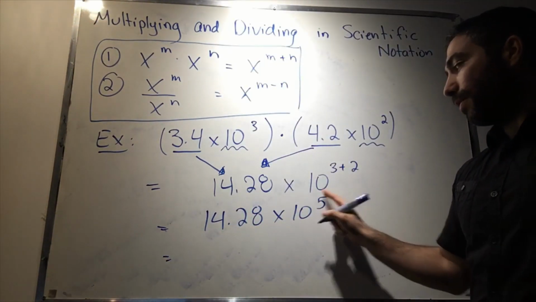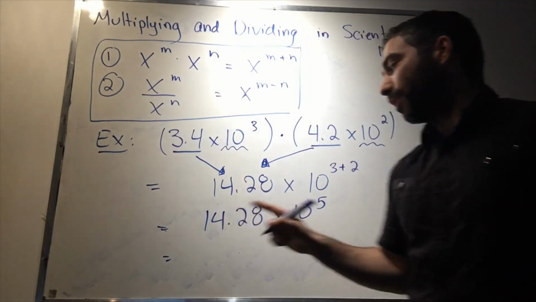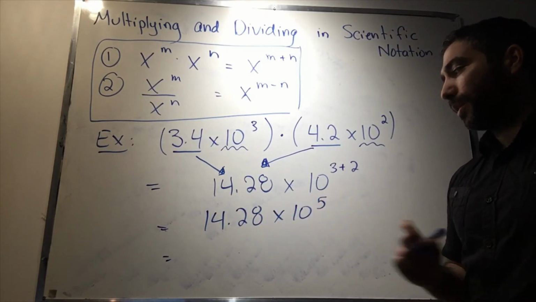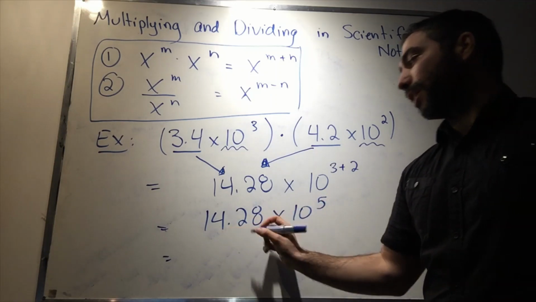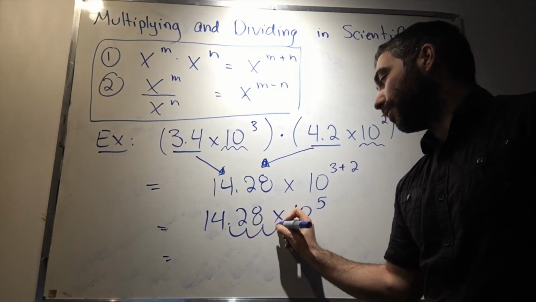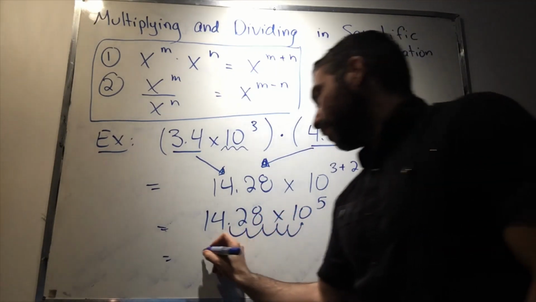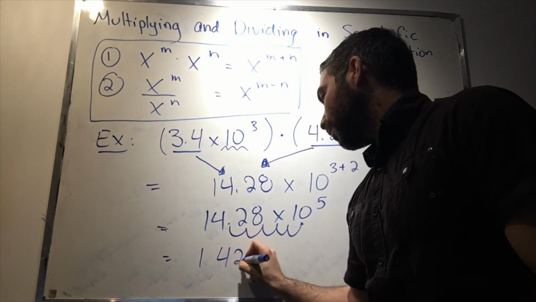The exponent is 5. Since we're converting from scientific notation to a number, we have a positive exponent. It's 5, so we have to move the decimal 5 times to the right. 1, 2, 3, 4, 5. So the value here is 1,428,000.